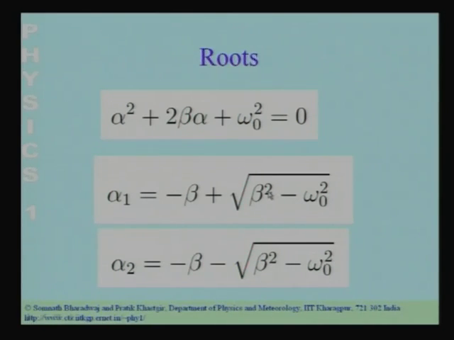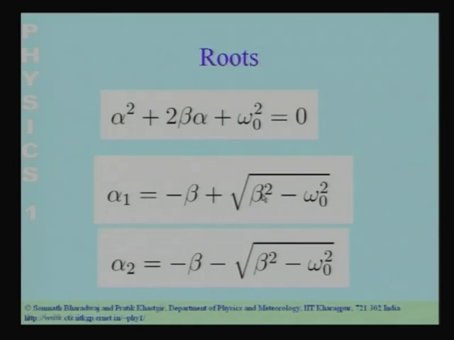You could have beta less than omega naught. Then this term beta square minus omega naught square is negative, and the square root over here will give you an imaginary number. Whereas if beta is more than omega naught, you would get a positive number and the square root would be a real number. So if beta is less than omega naught, you have two complex roots, whereas if beta is equal to or more than omega naught, you have real roots.